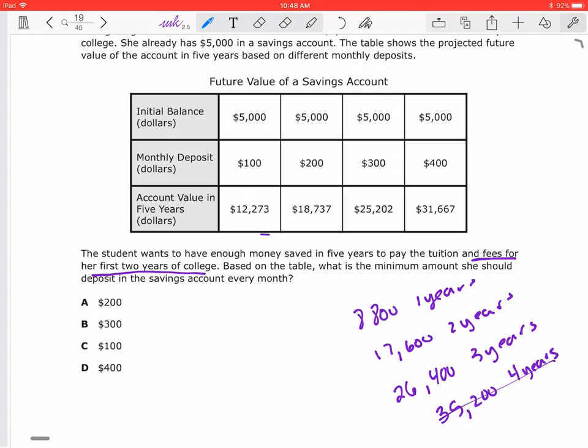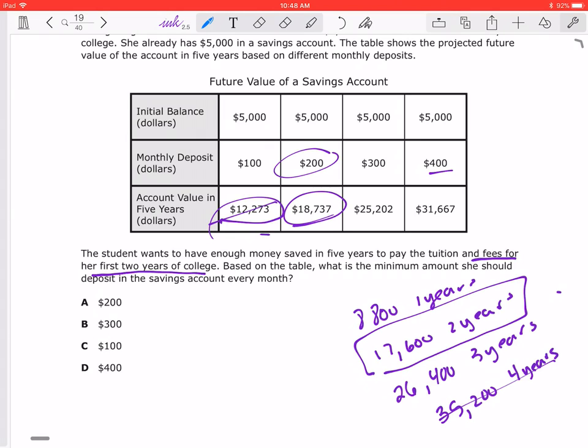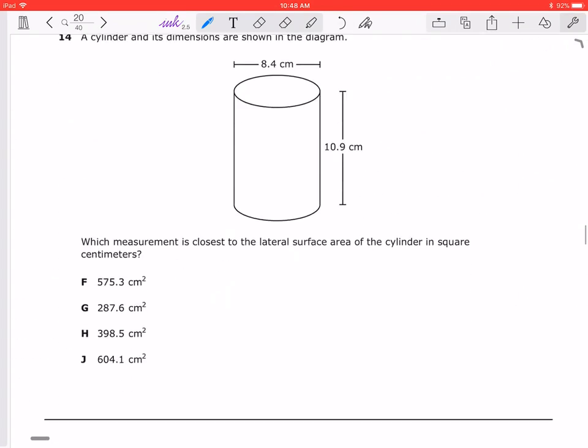In reality, none of hers will pay for a full 4 years. And in order for her to pay for 3 years of college, she would need to put $400 a month in deposits. Now, 2 years of college is $17,600, which is higher than the $100 a month, so that won't work. But it's less than the $18,737. So if she wants to have enough money in her savings account to pay for 2 years of college, she needs to put in $200 a month. And that is our answer choice. All right? Not too bad, right?